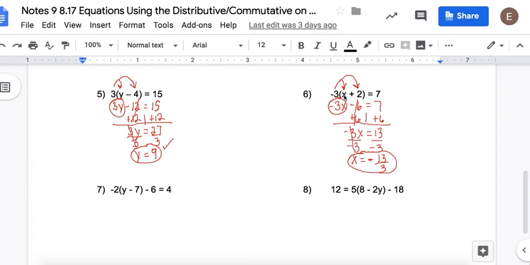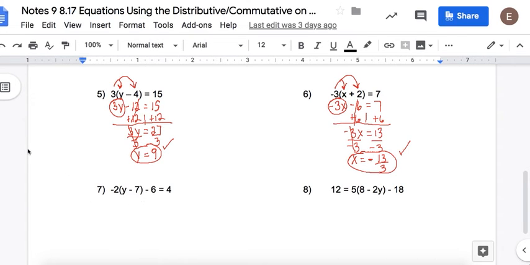So when I check this, I have to do negative 13 divided by 3. And then I have to add 2 and hit equals, and then multiply by negative 3, and it will, in fact, give me positive 7. So it does, in fact, check. So anytime it comes out to be a repeating decimal like that, or a non-terminating decimal, I need to leave it as a fraction.